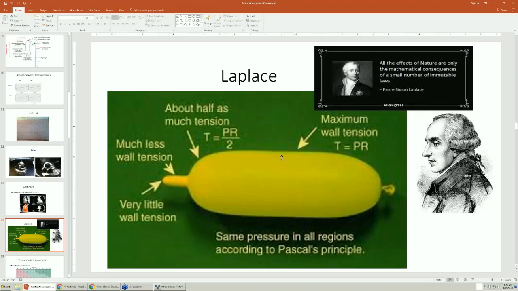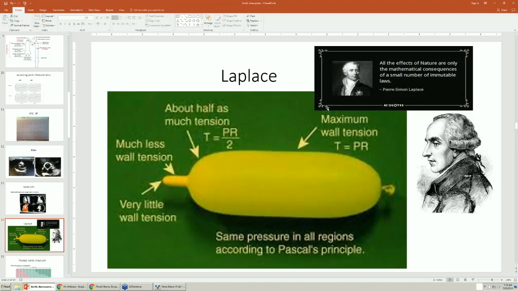So greater tension here, lesser tension here, and then much less tension here. Very little tension. And as you put more pressure in, this will expand out, and you'll have a full balloon. And then you can take several of these and make a dachshund. And so this is Dr. Laplace, or Mr. Laplace, and his famous formula.